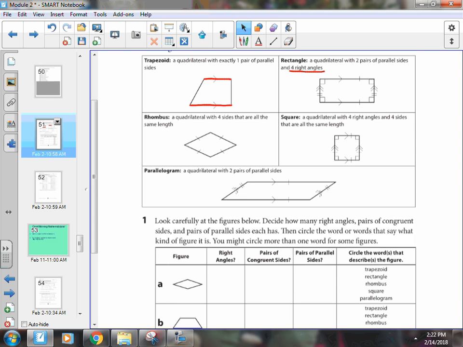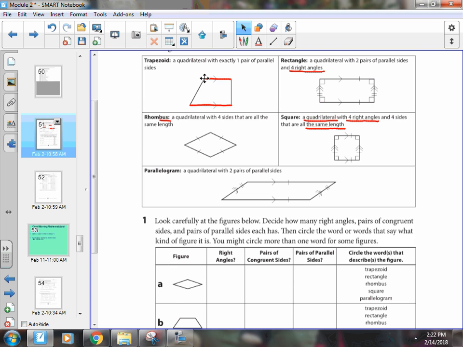A rhombus, this is not always true, but just say yes. On a bus, everything's the same length. The seats, the windows, the kindergartners. And to be a square, very specific. It's totally hip to be a square. It's got to have 4 sides, 4 right angles, and all those 4 sides are the same length.